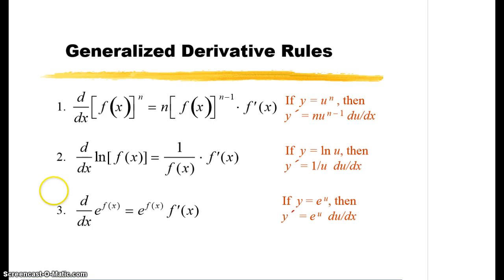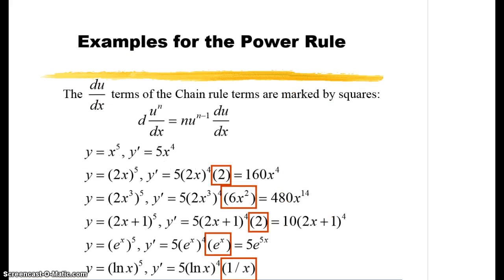Okay, we have a second one here. The derivative of natural log of f of x is 1 over f times f prime of x. If y is ln of u, then y prime is 1 over u du dx. The third one that we have is e to the power of f of x. So e raised to some function f of x. The derivative of that is e to the f of x times f prime of x. Let's put those to action and look at some examples.